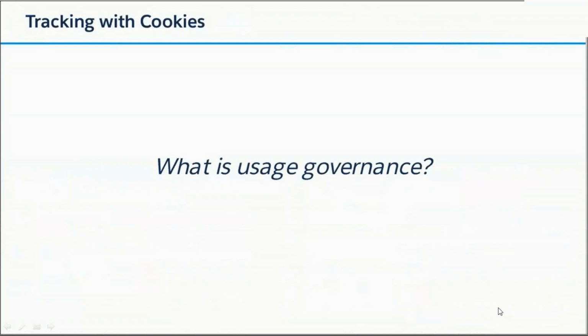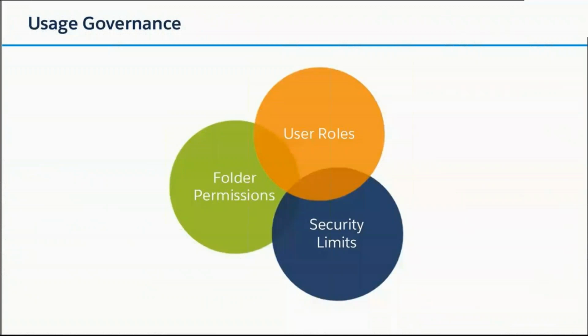Next comes the usage governance. The usage governance includes 3 separate items. One is user roles, second is folder permissions, the third is security limits. The user roles take the hierarchy into account. They deal with the type of capability that the Pardot user should have. Should they have everything available, or limited functionality? Next comes the security limits. It limits imports, the number of email sends, and the amount of prospect export to a file.